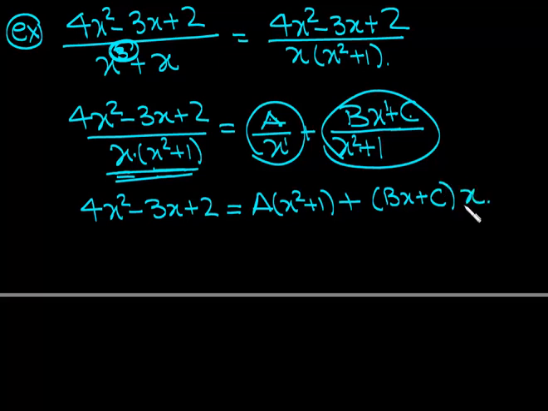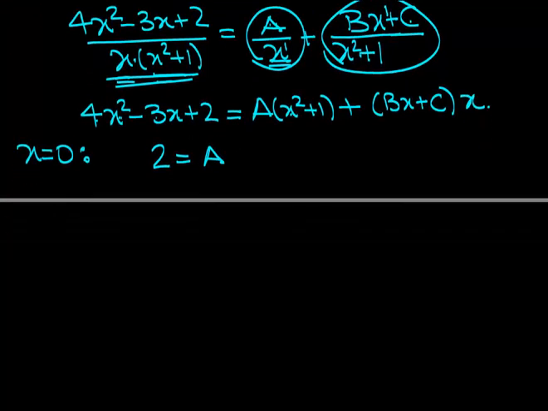Okay, now that we did that, let's set factors to 0. So the first thing we want to do is, this factor is 0 when x is 0. So on the left, what do we get? 4 times 0 is 0, minus 3 times 0 is 0. We just get 2. On the right, 0 plus 1 is 1, so we get a. This whole thing times 0 is just 0. So a is 2.